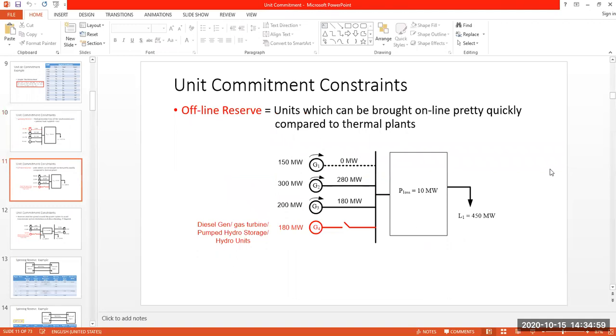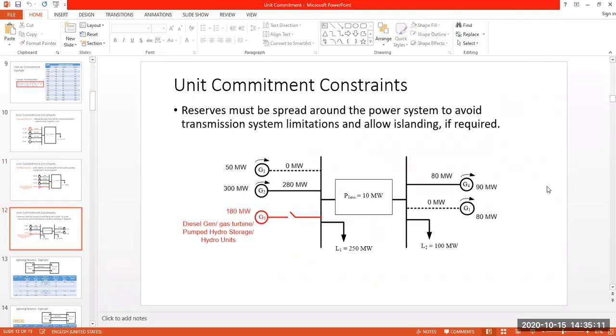Then we continued with another constraint associated with unit commitment specifically. So that is offline reserve. And we used this figure to illustrate the concept. And then we also mentioned another important point associated with the unit commitment constraint, that the reserves, whatever reserves we have, either in the form of spinning reserve or in the form of offline reserve, it is better to have it spread throughout the system, okay? Not concentrated on any particular area.